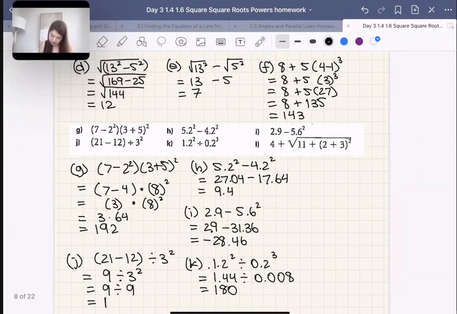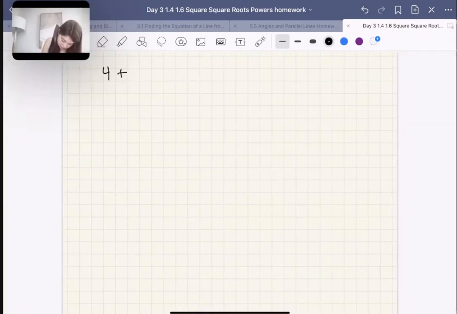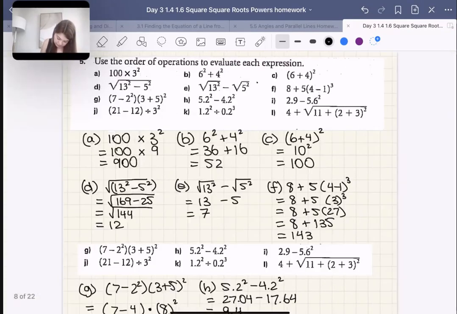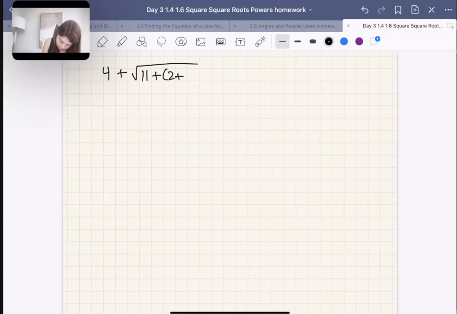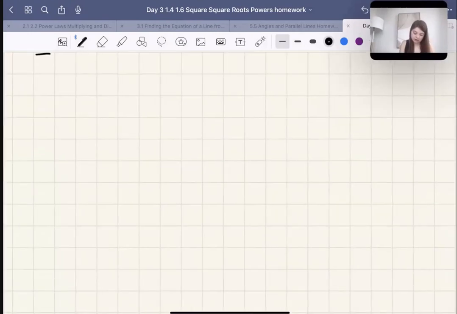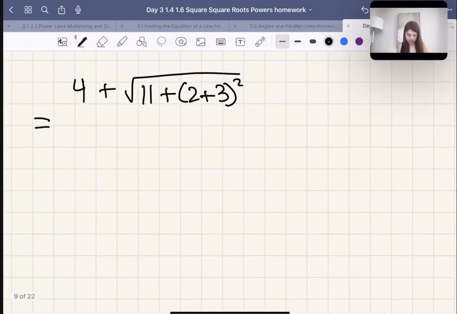4 plus root 11 plus 2 plus 3 squared. Okay. I definitely don't want to skip this one, because it's a harder one. So first of all, are there any brackets? Yes. In fact, there's kind of 2 sets of brackets, in the sense that what's under the square root could also be considered in brackets because we're square rooting that whole thing, not just one number.